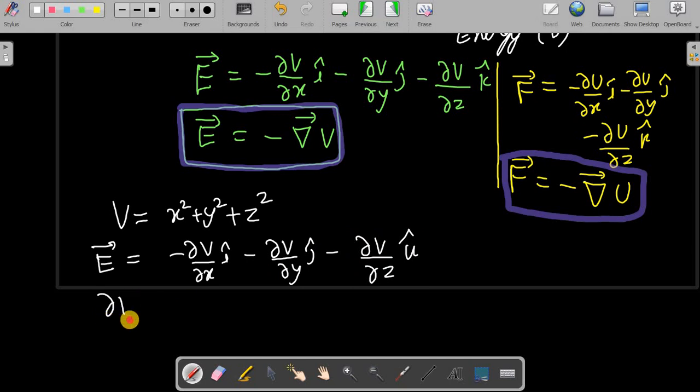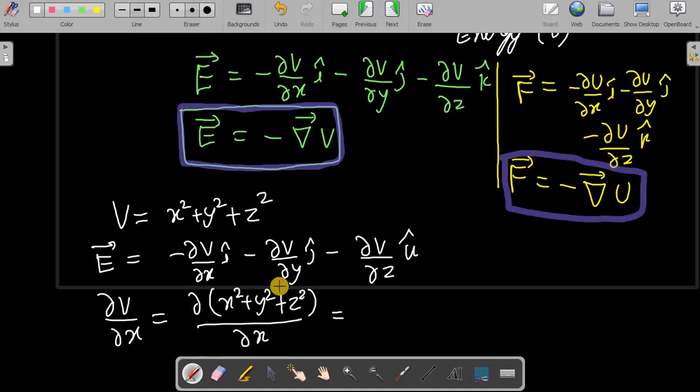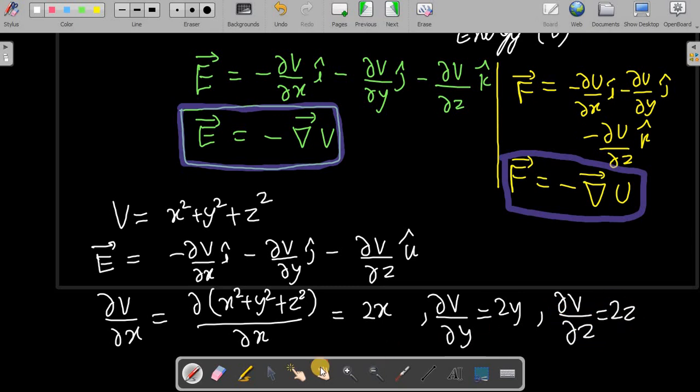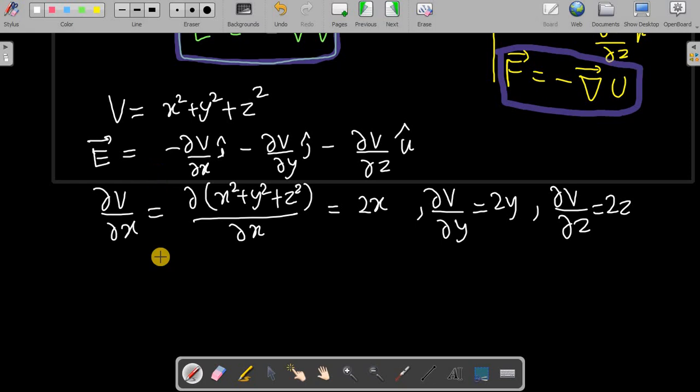So what is this partial differentiation? It is differentiation only. So you are differentiating this whole term, x square plus y square plus z square, with respect to x. But remember, when you are differentiating with x, y and z are constant. When you keep y and z constant, the differentiation of y square and z square will become 0. So x square differentiation is just 2x. In the same manner, partial differentiation of V with y will give 2y, and partial differentiation of V with z will give 2z. And then you can just substitute here.